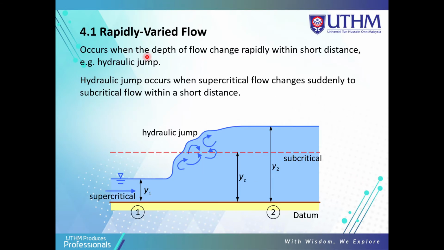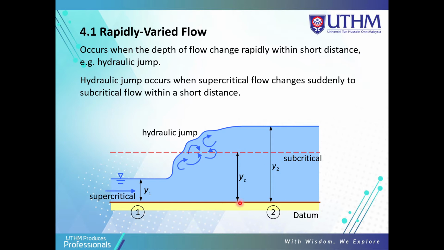Rapidly varied flow occurs when the depth of flow changes rapidly within a short distance. An example is the hydraulic jump here. A hydraulic jump occurs when the supercritical flow at point 1 changes suddenly to subcritical flow at point 2 within a short distance. This is the distance between Y1 and Y2 here.